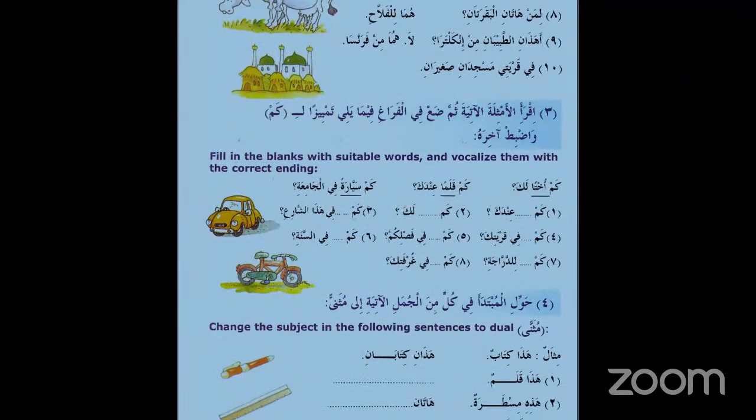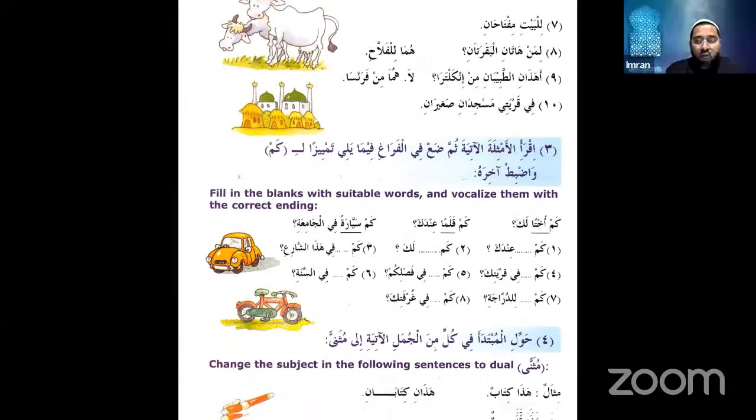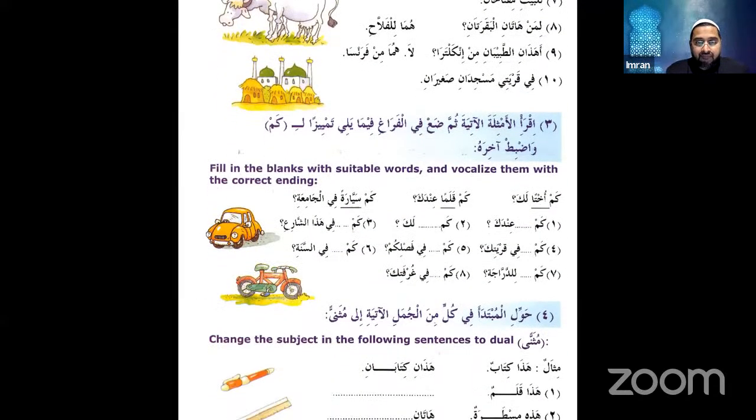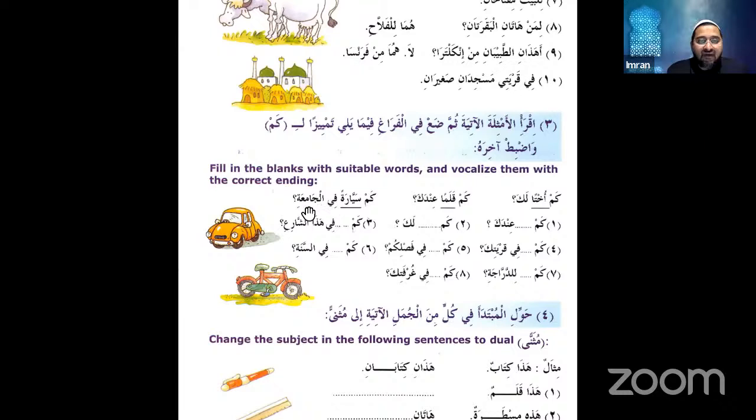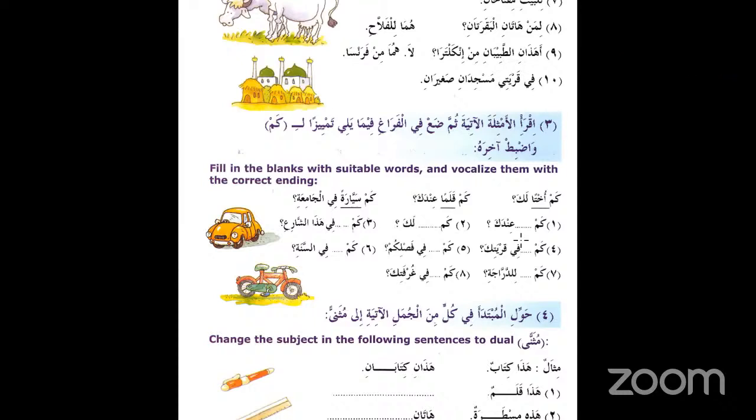I want you to do the next exercise, 1, 2, 3. Fill in the blanks with the suitable words, vocalizing them with the correct ending. So let's read. This is the example: Kam laka, kam qalaman indaka, kam sayyaratan fil jami'ati. Now it's something for you. Go ahead. Put a word in there which will be suitable.